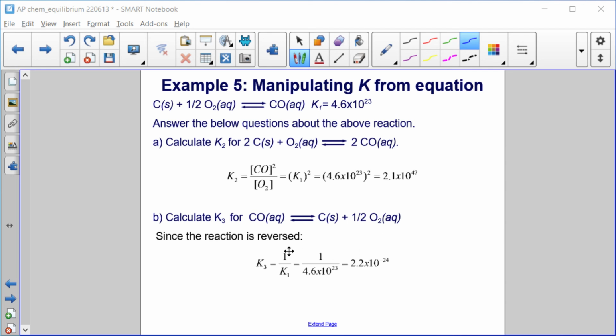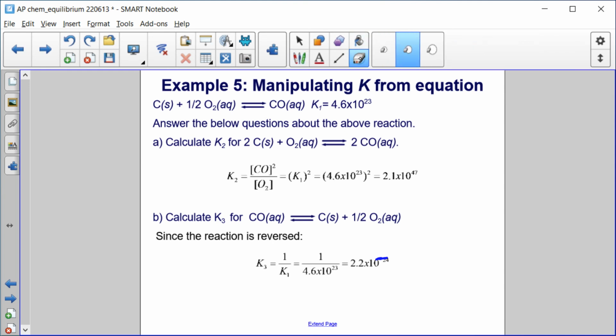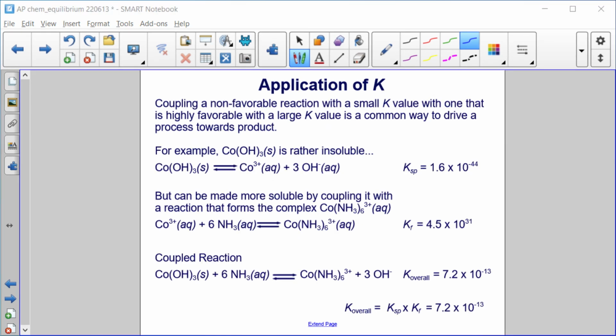In part B, we're calculating K3, where this reaction is reversed from the original reaction. So it's just the inverse. 1 over 4.6 times 10 to the 23rd is 2.2 times 10 to the negative 24th. And this has come up a few times. This dash is hard to see here sometimes because the equations are a little small. But this should be to the negative 24th power, in case it's too hard to see on your screen.